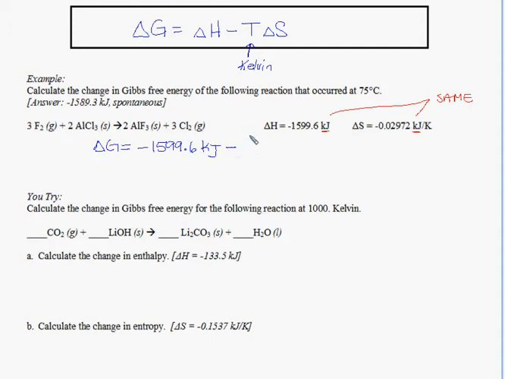And we're going to subtract the quantity of temperature. So this temperature, again, you need to be in Kelvin. So 273 plus the 75 makes it 348 Kelvin. And you're going to multiply that by the negative 0.02972 kilojoules per Kelvin. As you do that multiplication, notice what's going to happen to the Kelvin. It's this one here for temperature, and it's in the denominator, so we can go ahead and cancel those.